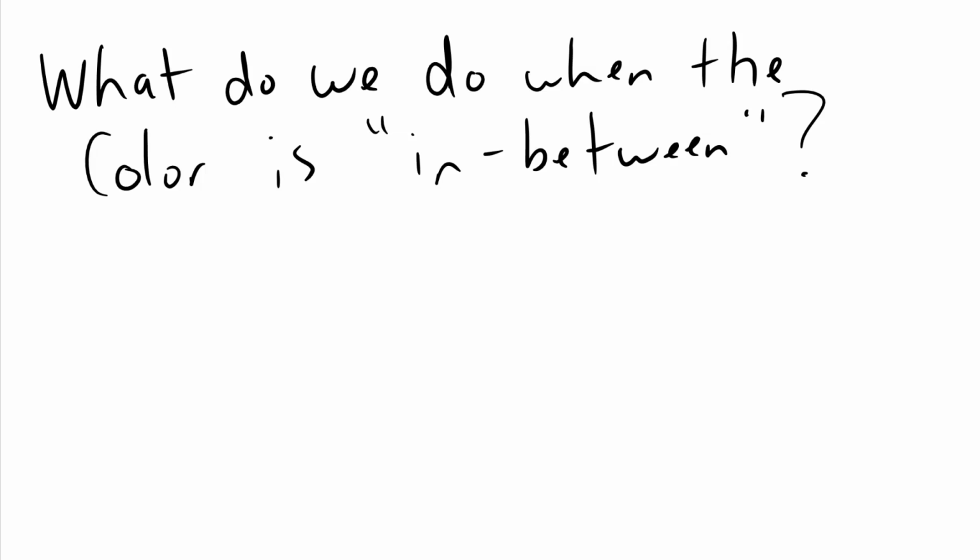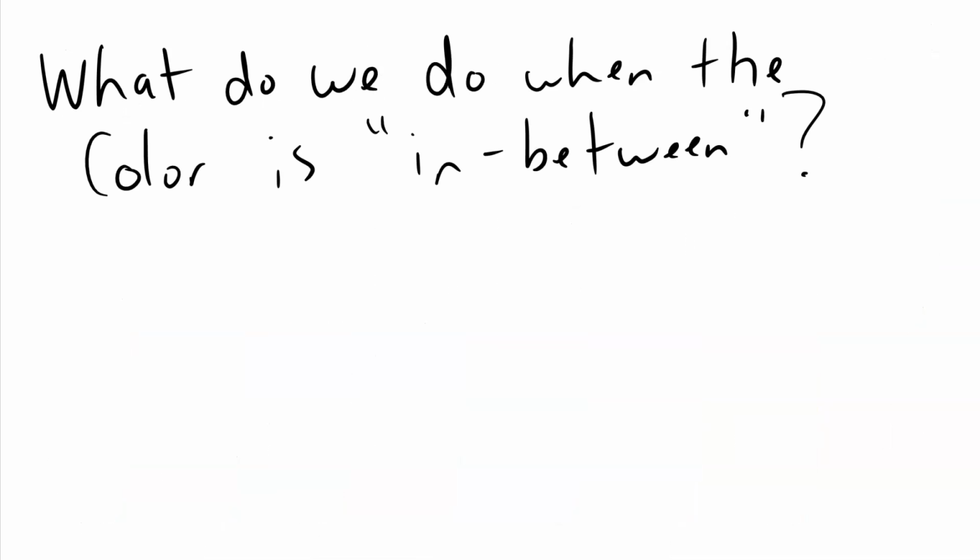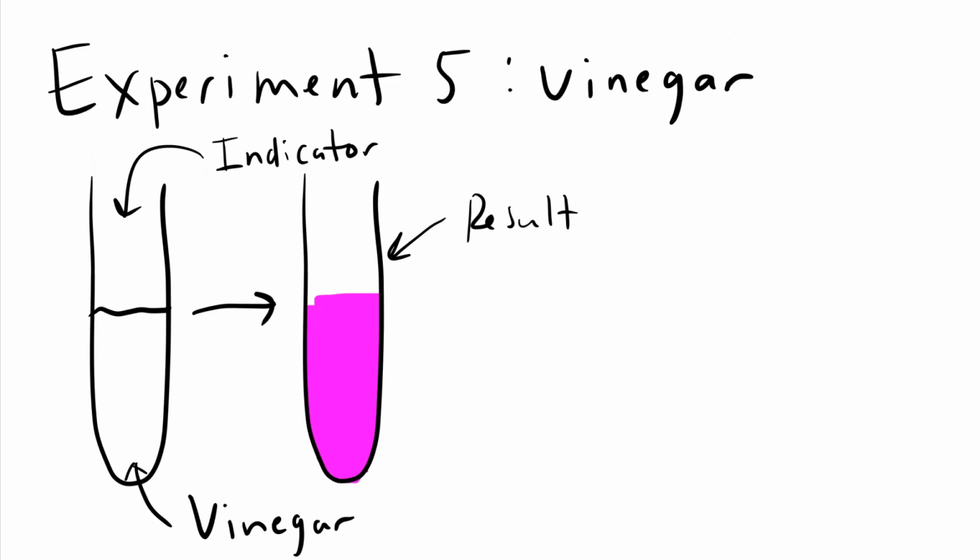Which brings us to a question. When you have a set scale, and in this case you have a 1, a 3, a 5, an 8, a 10, 11, and a 12, those are certain defined numbers. We don't have every pH tested here. So what do you do when you get an in-between color, as we did with 7-Up just now?